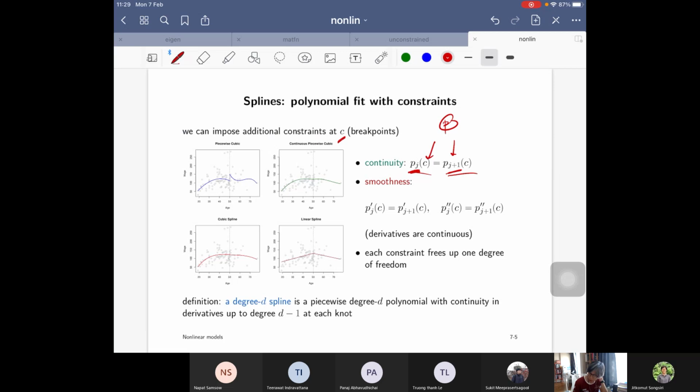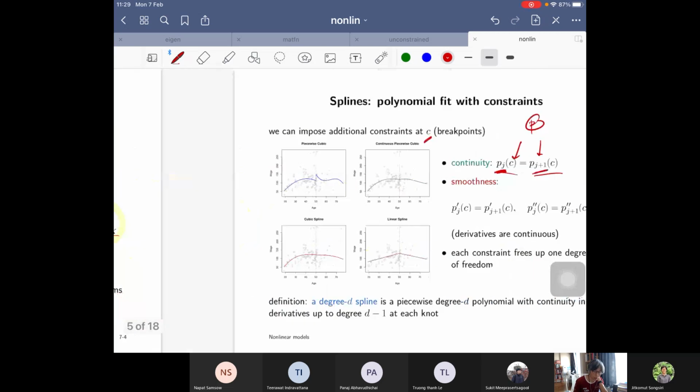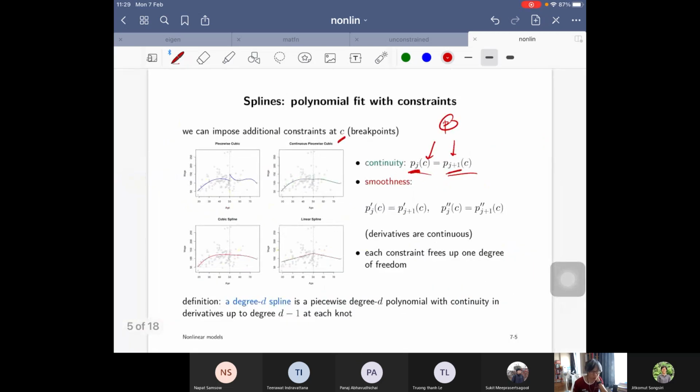Furthermore, you may want the spline, this is called a regression spline, to be smooth, and the smoothness is quantified by the continuity of the first and second derivatives, and of course higher order derivatives. For example, for the first order derivative, polynomials j and j plus 1 must have the same derivative at the breakpoint.